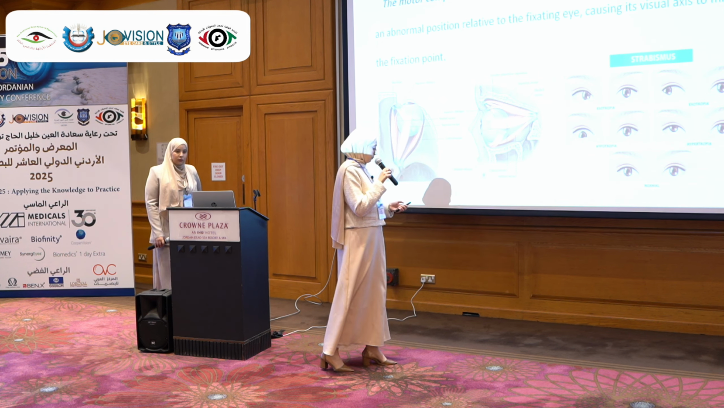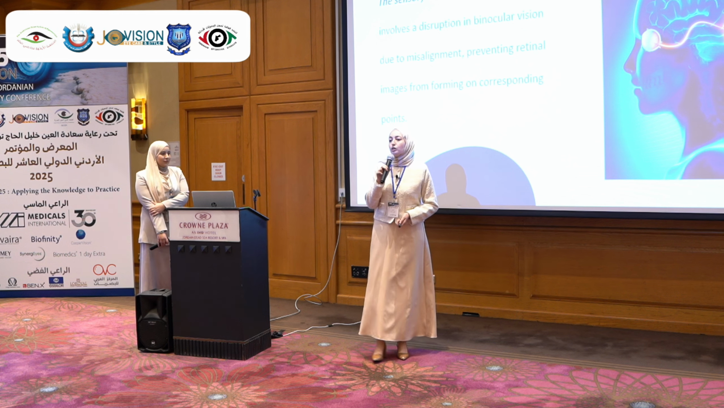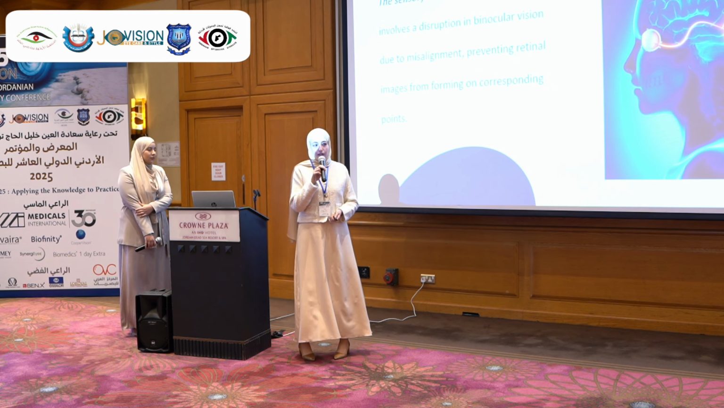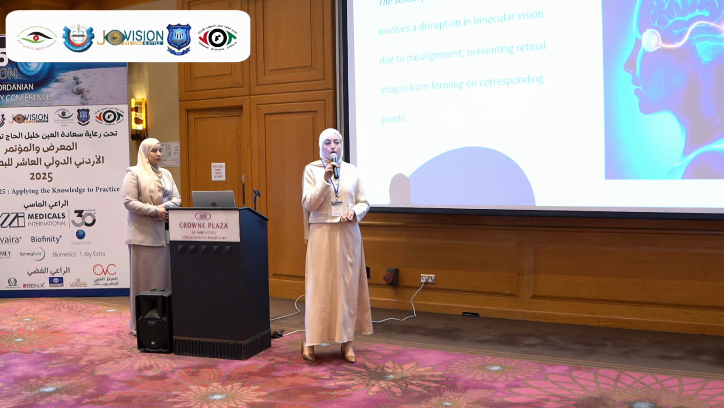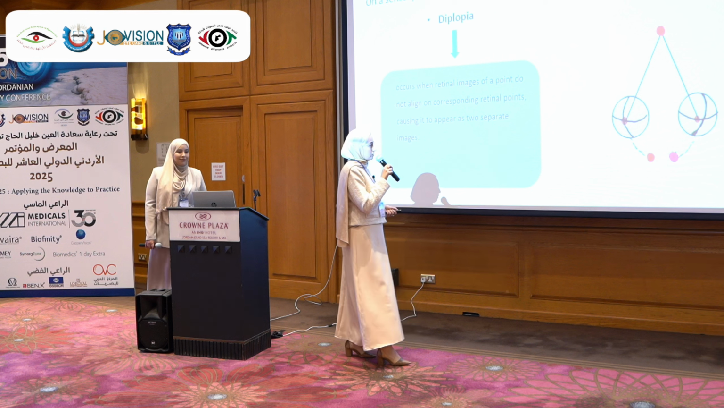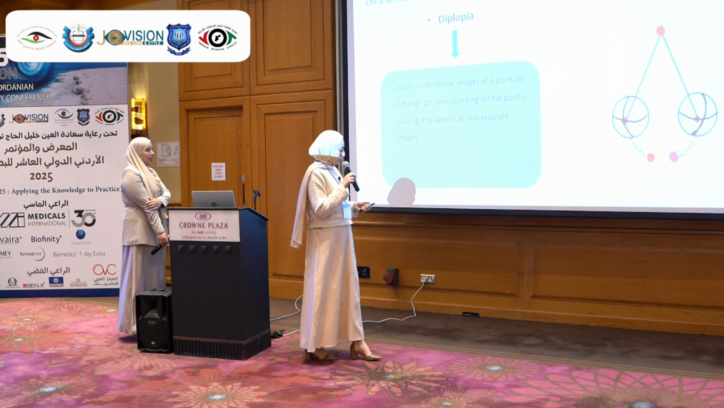The second component is called the sensory component, which disturbs the binocular vision due to a misalignment, leading to confusion or diplopia. So the question here is, what is confusion and what is diplopia? Confusion occurs when the macula receives two different images from two different points. However, diplopia occurs when the retinal images of points do not align on corresponding retinal points, leading to two different points.